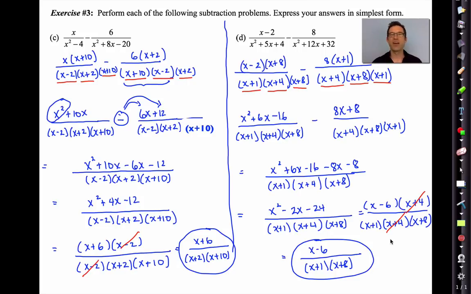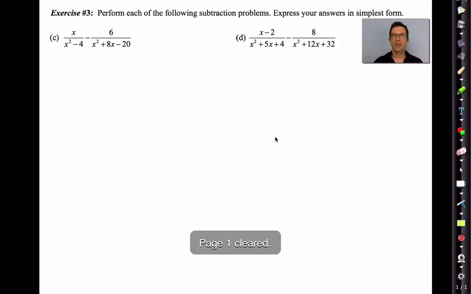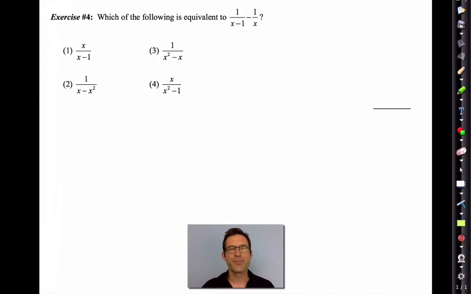All right, there's a lot on this sheet. Pause the video now and take as much time as you need. Okay, I'm going to clear out the text. One last problem. Now, exercise 4 asks which of the following is equivalent to 1 divided by x minus 1 minus 1 over x. Now, strangely enough, this is a relatively simple problem compared to the ones that we've already been doing.